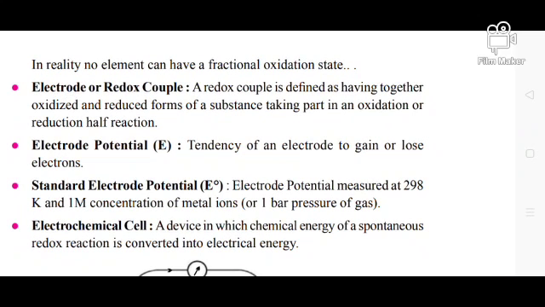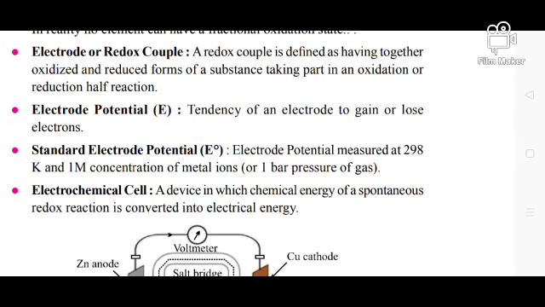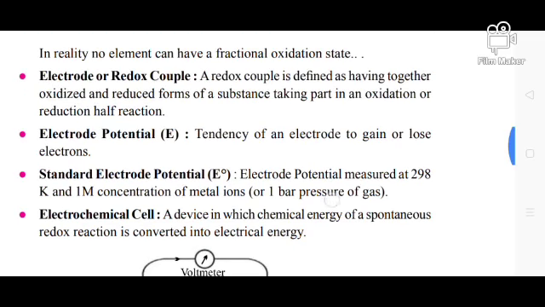After that, my dear friends, the electrode or the redox couple. So what is a redox couple? A redox couple is defined as the oxidized and reduced forms of a substance together, taking part in the oxidation and reduction half reactions. When the oxidation as well as the reduction reaction takes place simultaneously, the first half we can say is the reduction half reaction and the second half is the oxidation half reaction, and when we take both of the reactions together, we call it the redox couple.